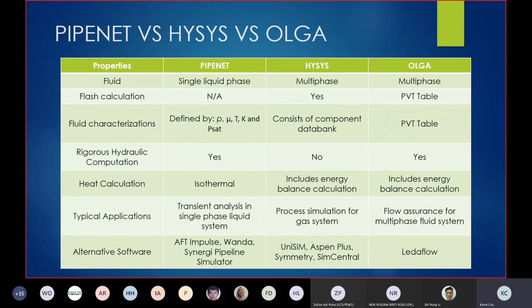There are many other alternatives in the market to perform computations based on the application. The alternatives for Pipenet are AFT Impulse, Wanda, and Synergy Pipeline Simulator. For HYSYS, the alternatives are Unisim, Aspen Plus, Symmetry, and SimCentral. As for the alternative for Olga, there is LedaFlow.